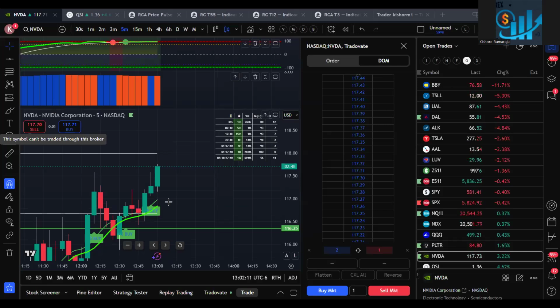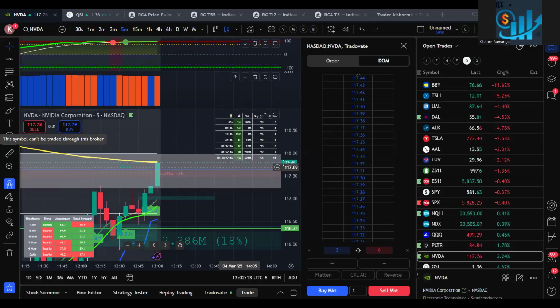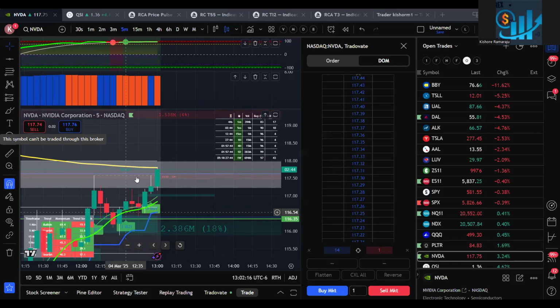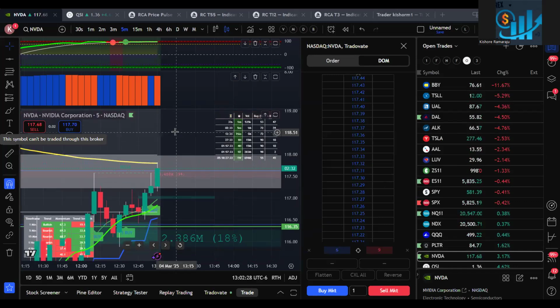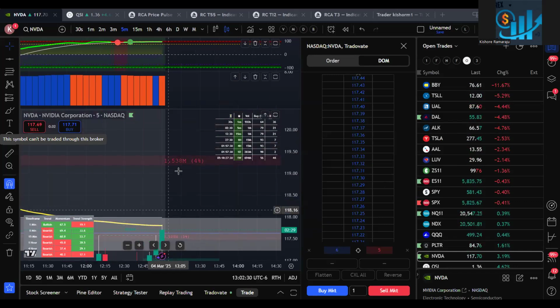It's a good opportunity to buy many good stocks at a cheaper price. Yesterday we got Nvidia and also Tesla. So Tesla will move nicely. Nvidia also, if it breaks this, Nvidia should go all the way to $119.